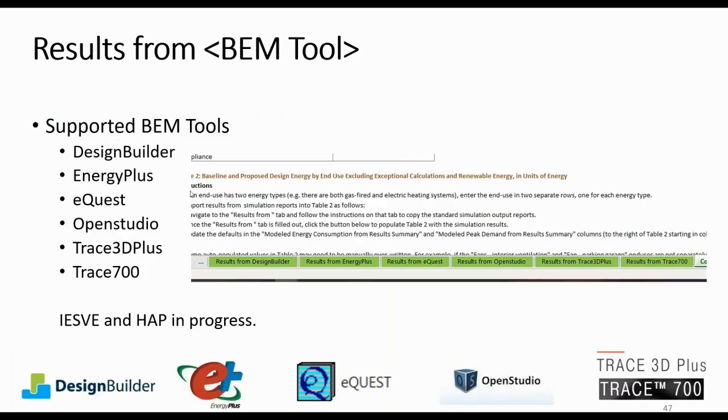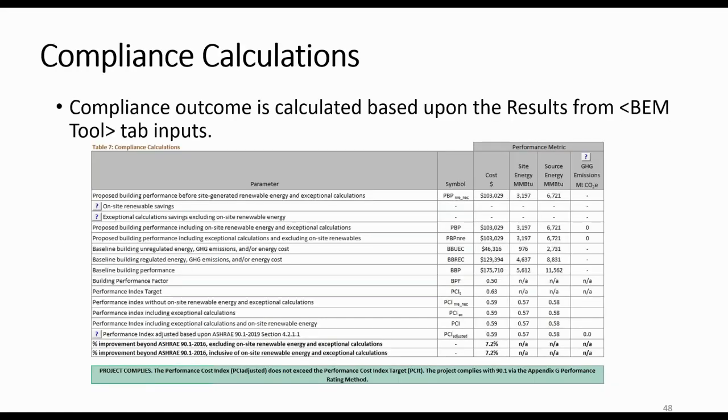So the supported tools are listed here, and as Maria said, we worked with the vendors to develop tabs where the standard reports can be copied and pasted. And once these reports are copied and pasted, then on the compliance calculations tab, the compliance outcome is automatically calculated. And like Maria said, some of the calculations can be a little complex for Appendix G. So this process is automated, and the calculation also includes the caps, if applicable, for on-site renewables or exceptional calculations.